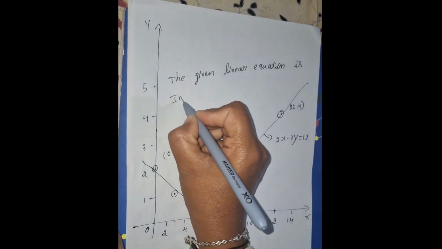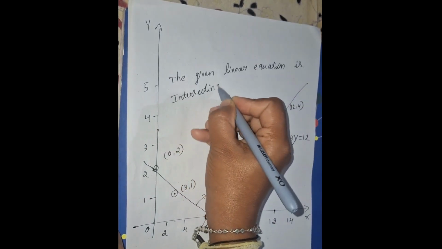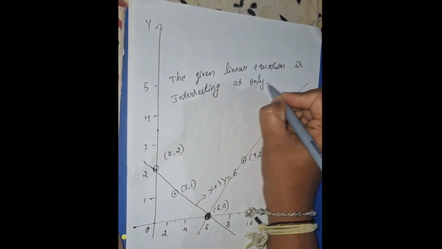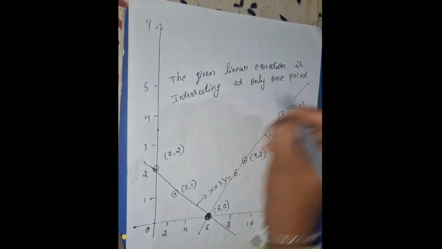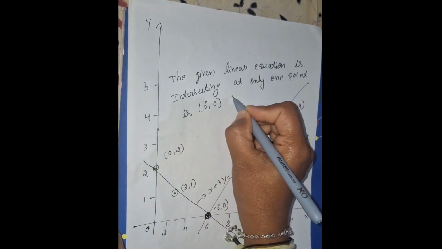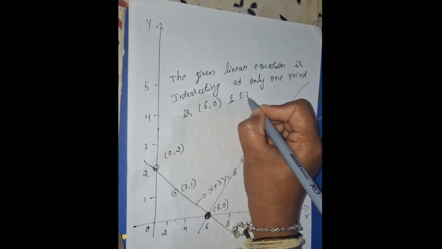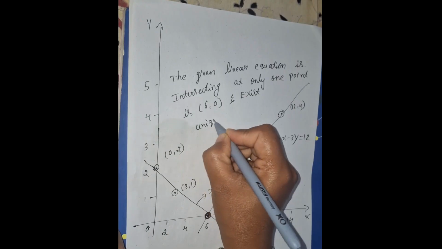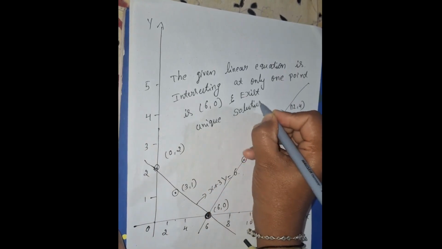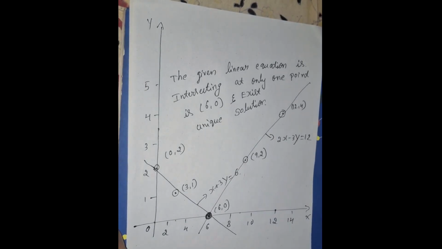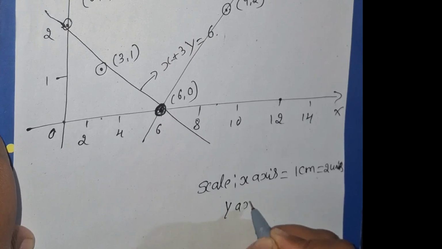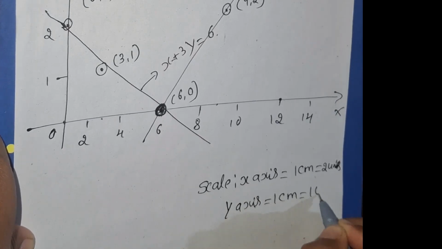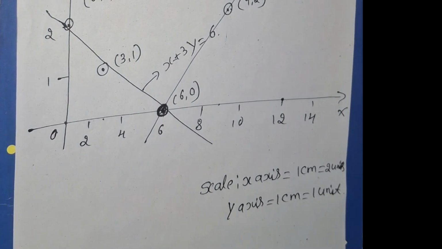So we write neatly: the given linear equations are intersecting lines at only one point, which is 6 comma 0, and a unique solution exists. This is the graphical method, and finally we have to write the scale. Scale is important, it carries marks. x-axis: 1 centimeter equal to 2 units, y-axis: 1 centimeter equal to 1 unit.